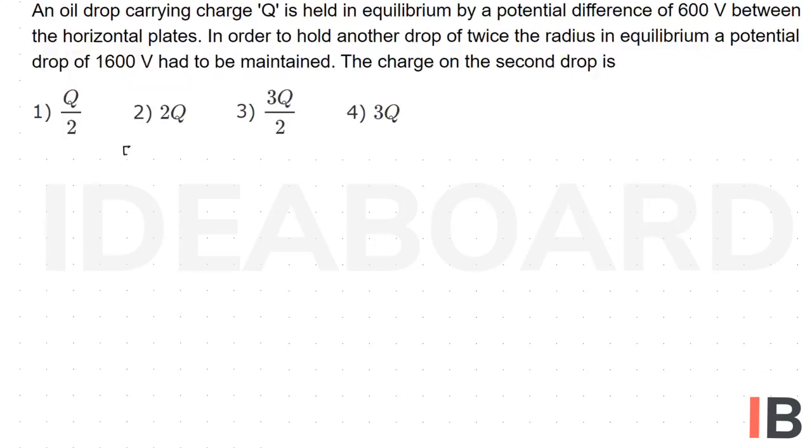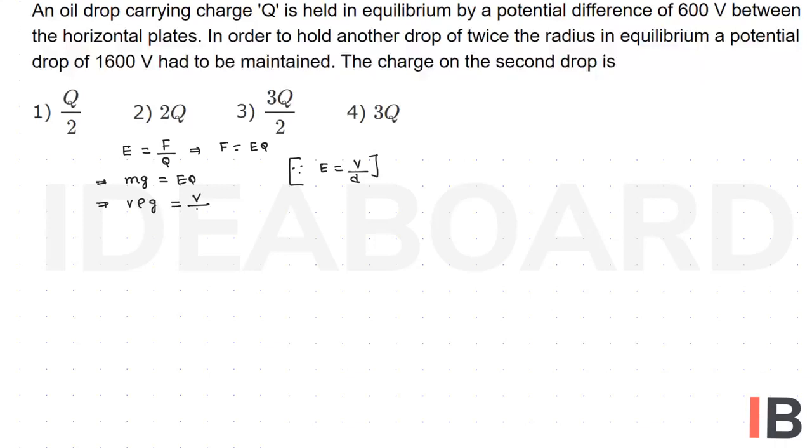Now in the given case, we know the expression for electric field. Electric field intensity is nothing but force acting per unit charge, or F is equal to EQ. F is nothing but mg. So mg is equal to EQ, and here the relation between E, V and D: E is equal to V by D.